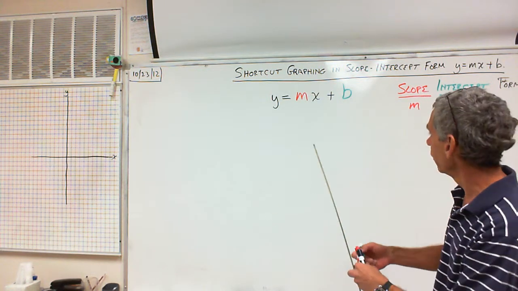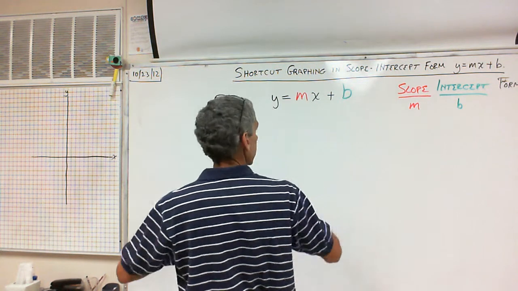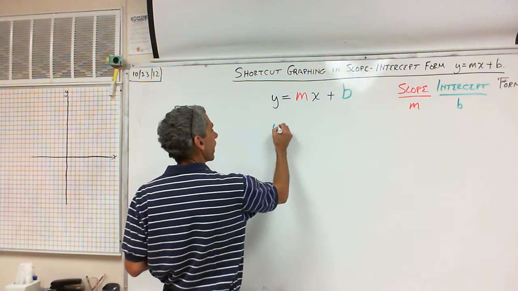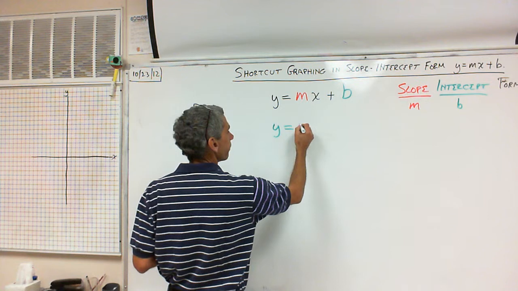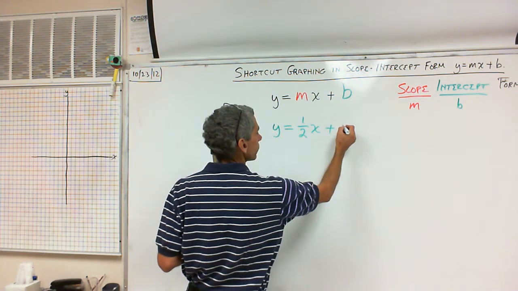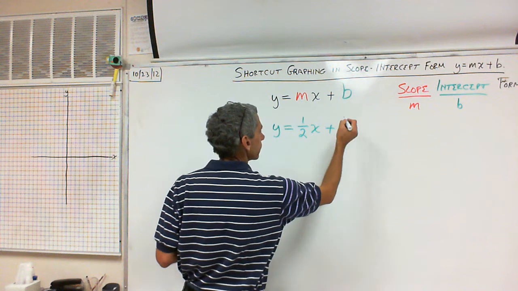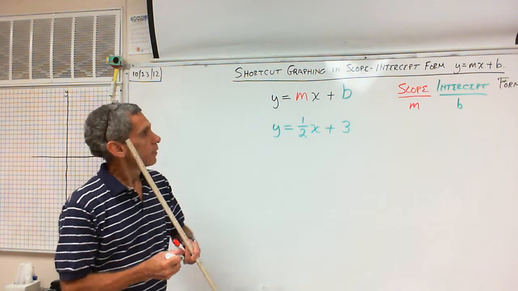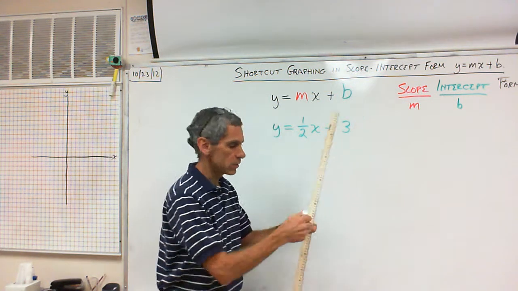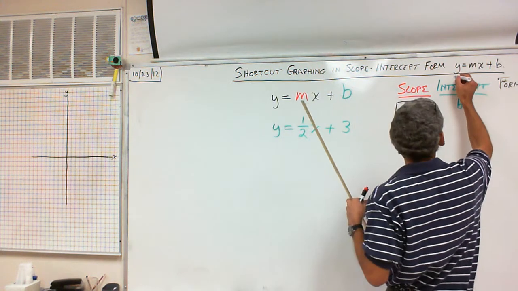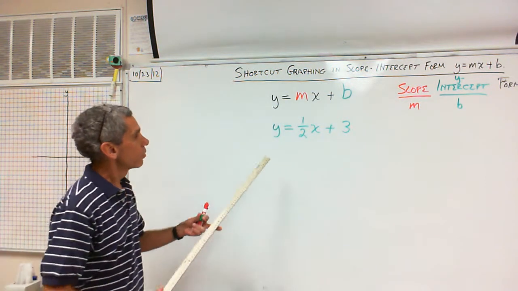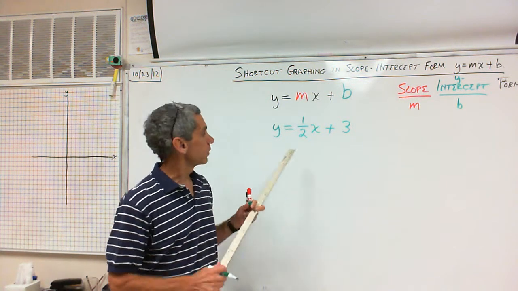So let's say we have an equation: y is equal to 1/2 x plus 3. When I say the intercept, what we're talking about is the y-intercept. It's not your x-intercept, it's your y-intercept. So what is my y-intercept in this equation?